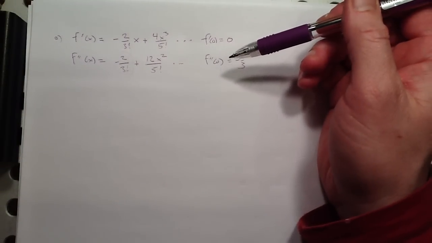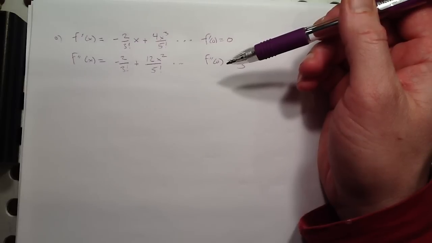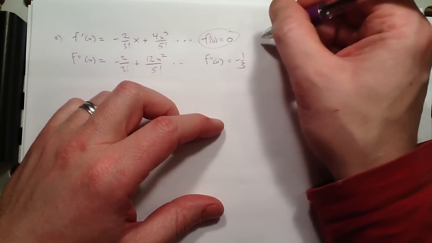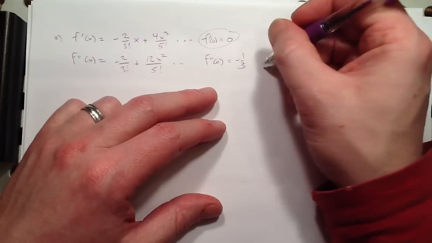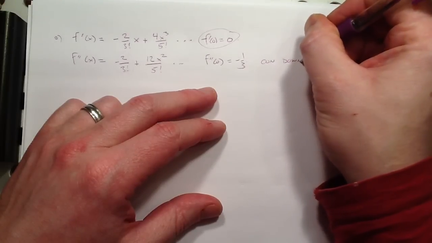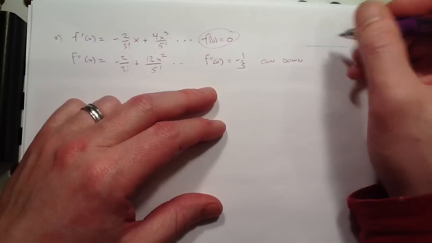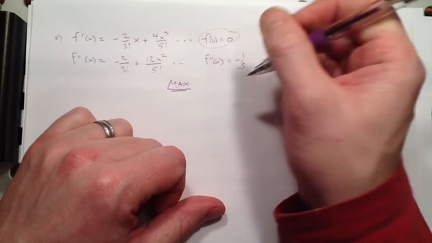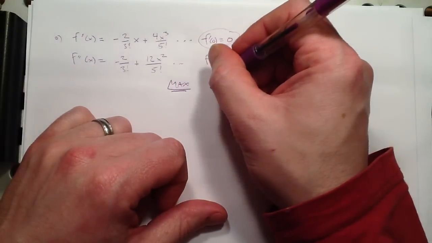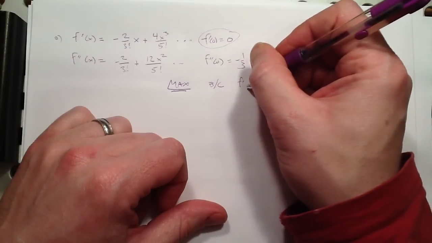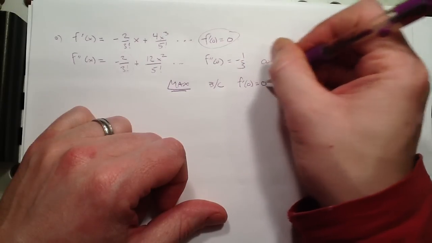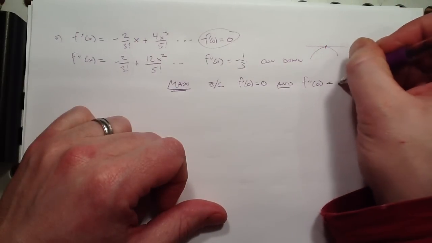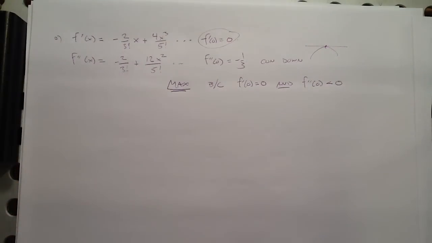I think we actually might have seen this part of this problem in a previous incarnation. So this means that there's a horizontal tangent line, and this means that it is concave down. So if you've got a horizontal tangent line and it's concave down, then this must be a maximum. Why? Because f prime of 0 is 0, and second derivative is negative. That's why.